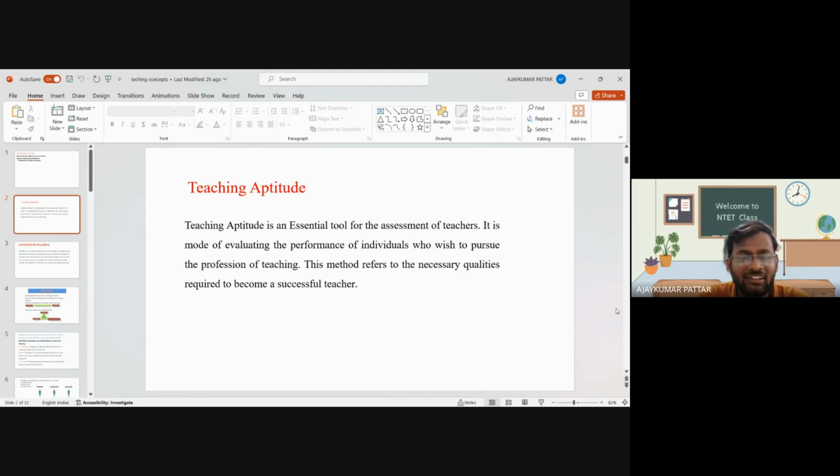They have mentioned that this test will be based on aptitude, so you have to know what aptitude is. Aptitude means they are screening you, or assessing you, for whether you are eligible for the teaching profession or not. That is the meaning of teaching aptitude.